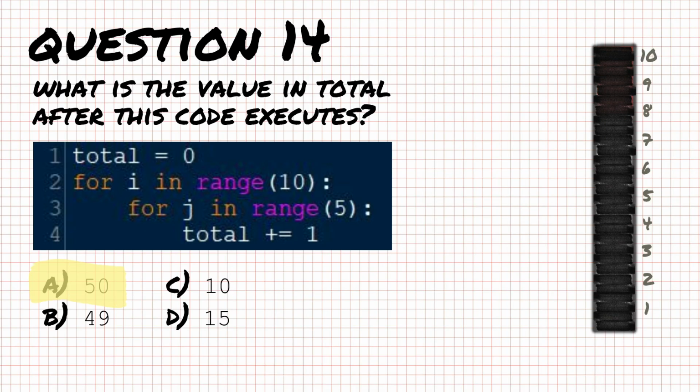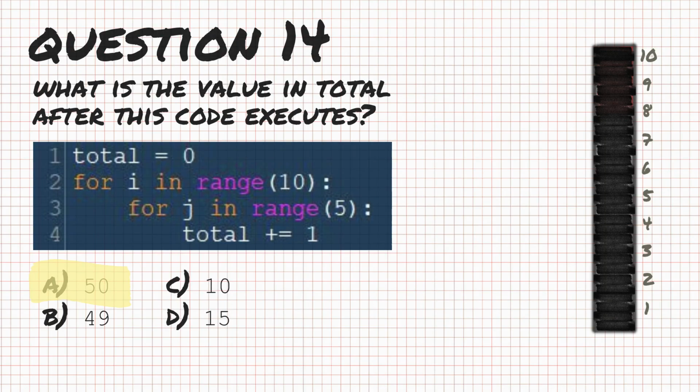The answer is A, 50. The outer loop executes 10 times, and for each of those executions, the inner loop executes 5 times, meaning the code adding 1 to total executes 10 times 5, or 50 times.